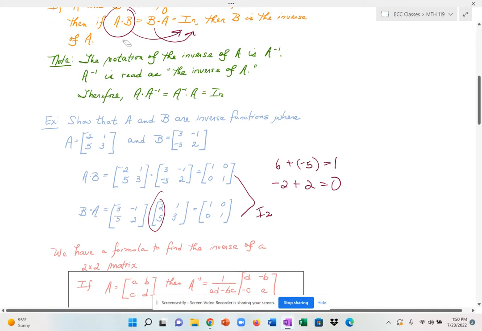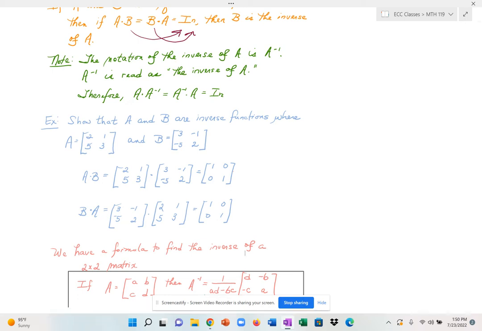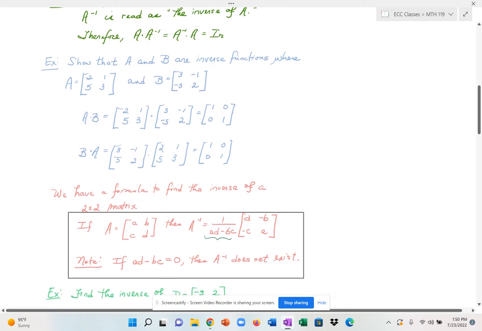So with 2 by 2 matrices, you can actually find what the inverse matrix is by using a formula. It's not quite as easy with 3 by 3 or 4 by 4 matrices, but with 2 by 2, we have this really nice convenient formula that allows us to solve for the inverse. So if A is some matrix [A, B, C, D], then the inverse matrix will be 1 over AD minus BC times [D, negative B, negative C, and A].